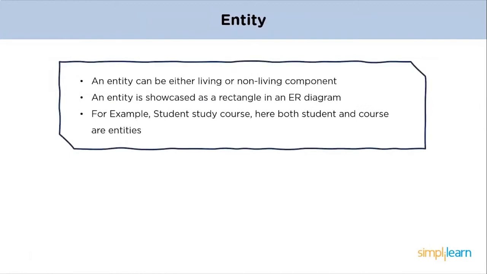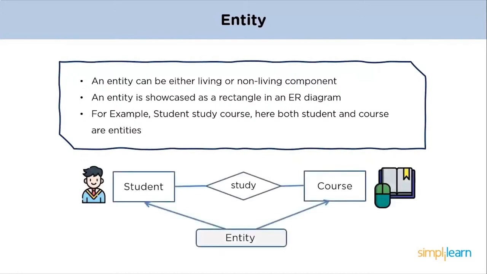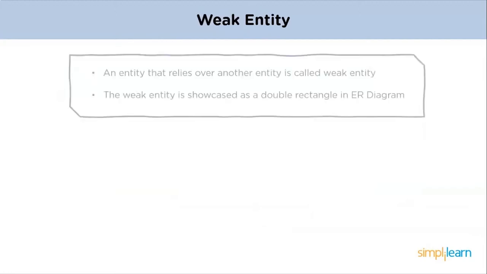An entity can be either a living or a non-living component. An entity is showcased as a rectangle in an ER diagram. Let's understand this with the help of an ER diagram. Here, both student and course are in rectangular shape and are called entities, and they represent their relationship study in a diamond shape. Let's transition to weak entity.